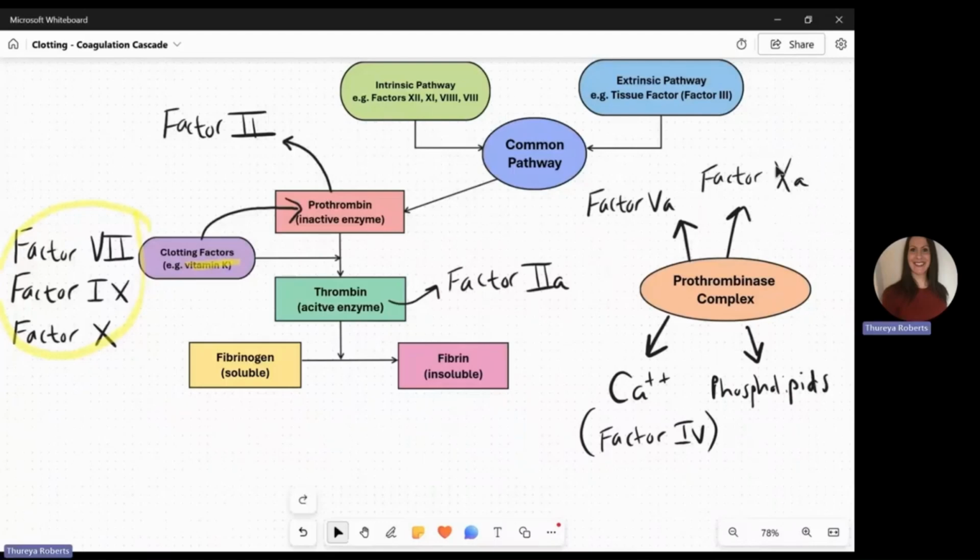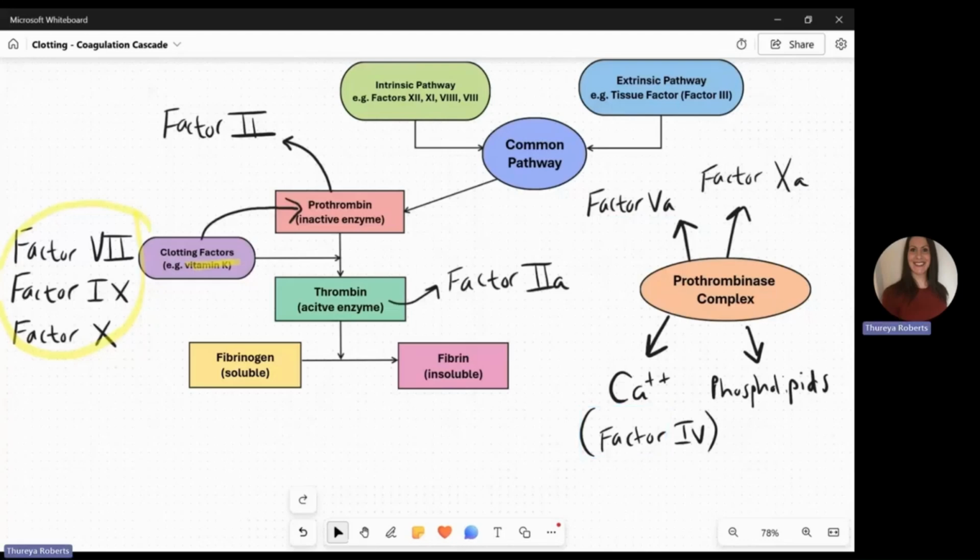The activated factor 10 is the main enzyme that cuts prothrombin to turn it into thrombin. Activated factor 5 is a helper protein, a cofactor that boosts the activity of activated factor 10, making the process faster and more efficient. Calcium ions, also known as factor 4, act as a glue, allowing clotting factors to bind to surfaces and interact properly.